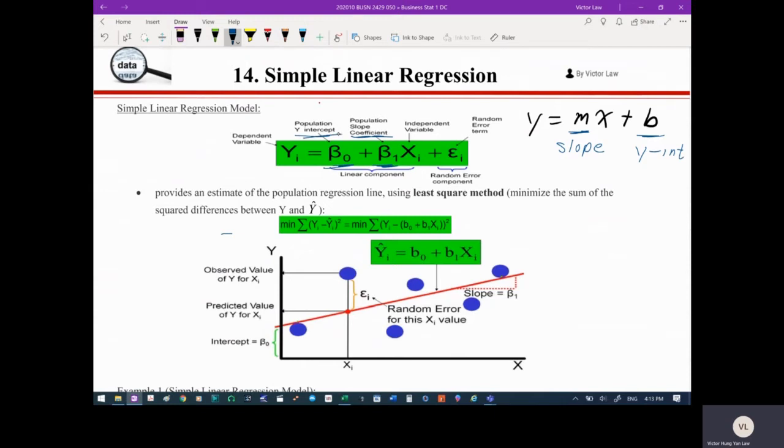What we're trying to do here is use x to help us predict y. So x is the independent variable; x is what we use. And what we're trying to predict is y. So y is the dependent variable. Y is what we want to predict.